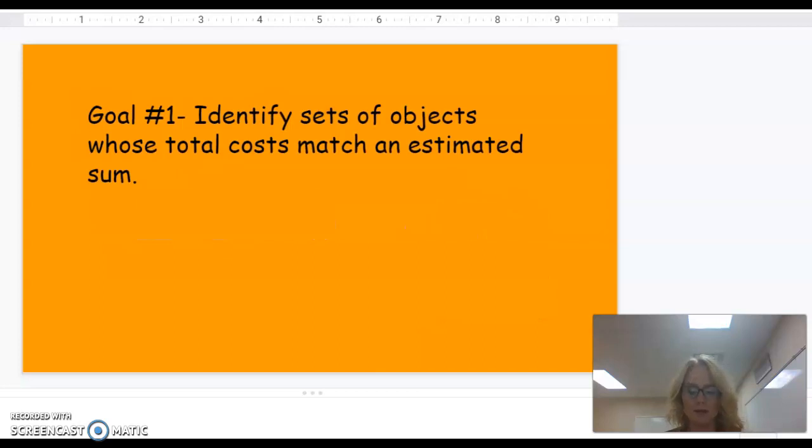So goal 1 is to identify sets of objects whose total costs match an estimated sum. So we will need to discover which set of objects, maybe an apple, banana, and orange, that are added together have the sum or total that matches or rounds up to a given amount or sum.